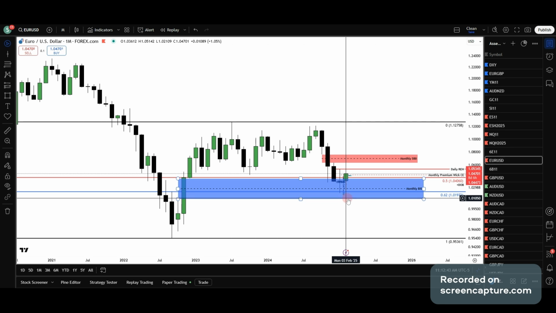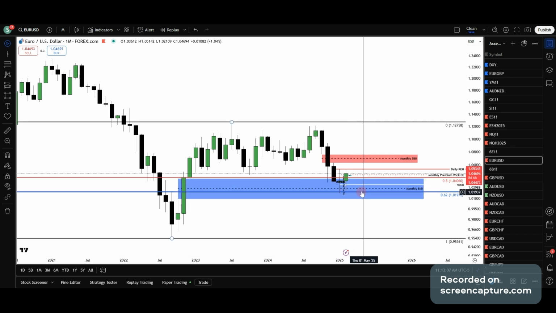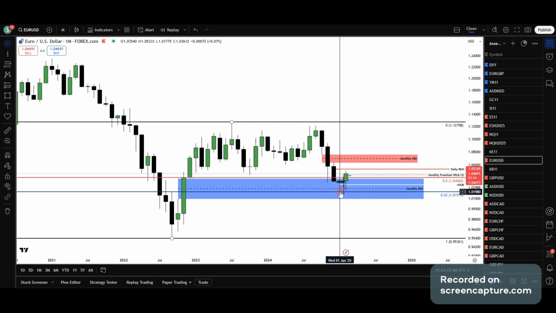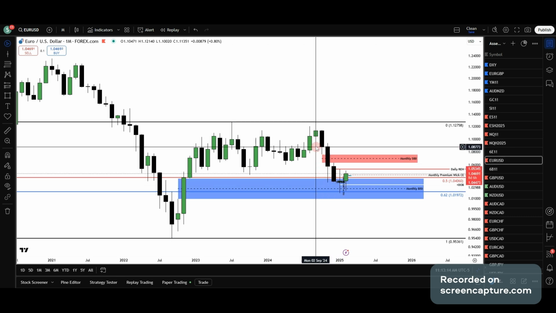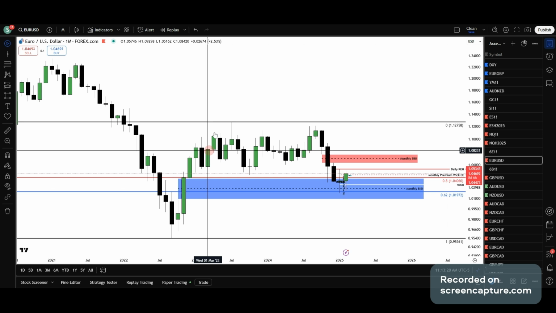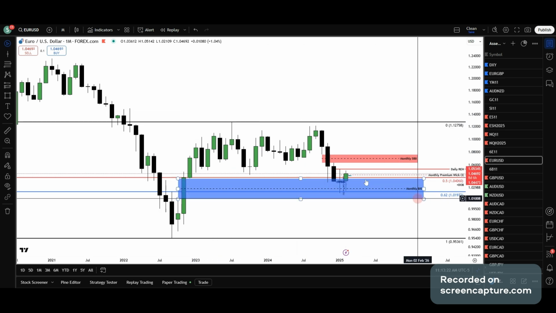One of the discount arrays that I'm using in this case is this monthly buy side imbalance, sell side inefficiency. You can see that here by this large blue rectangle. So we've priced down into that discount array on a monthly basis, and it's also 62% of this range from low to high. So that's optimal trade entry.